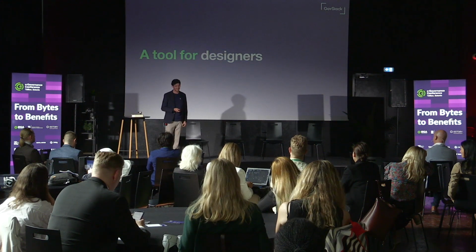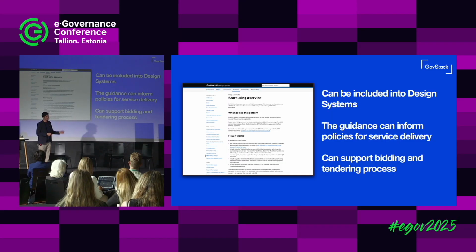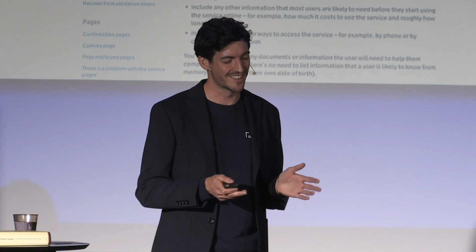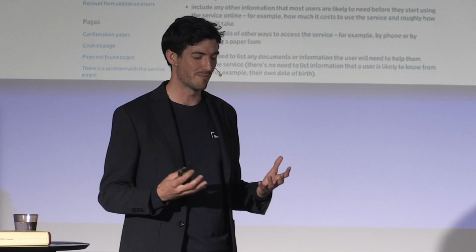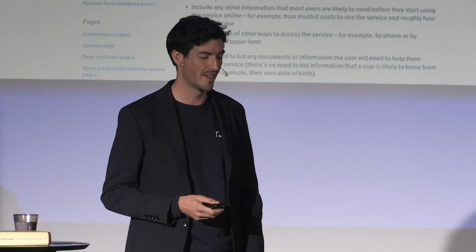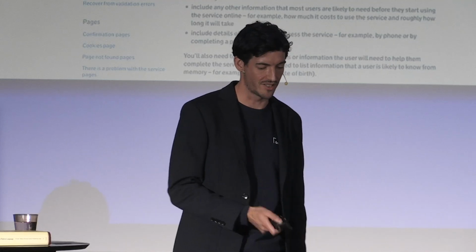I'll quickly show you some examples of how we could practically use patterns. We're seeing it pop up a lot in design systems. Here's the gov.uk one, but also Ministry of Justice, the Home Office in the UK. All of the different departments are repeating themselves on service patterns, which is not the point of service patterns. So we're really hoping that maybe through GovStack, it could be a place people can pull their information and their learning.